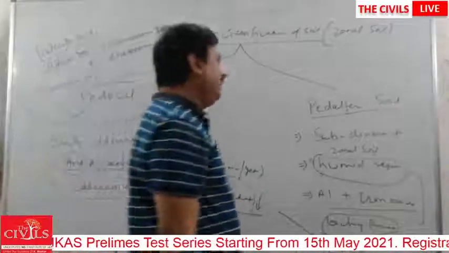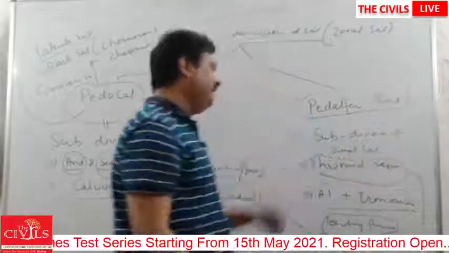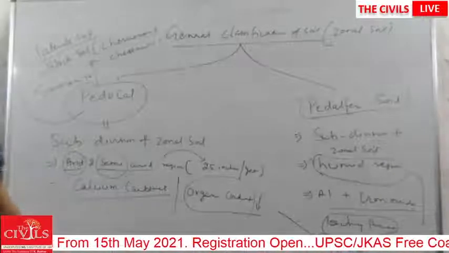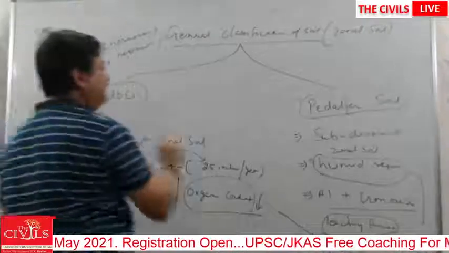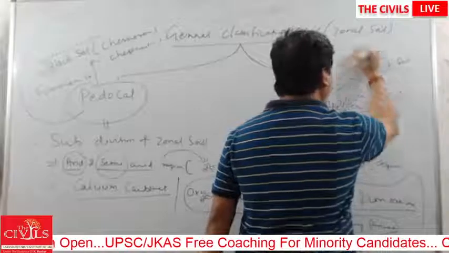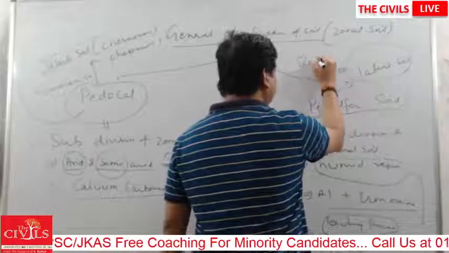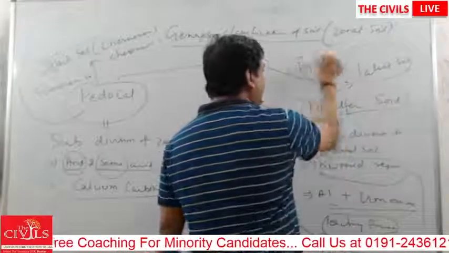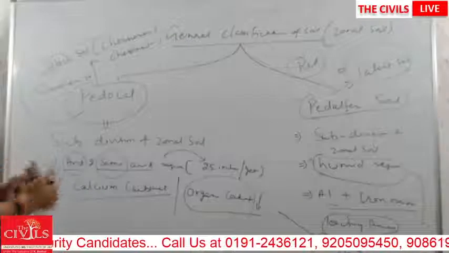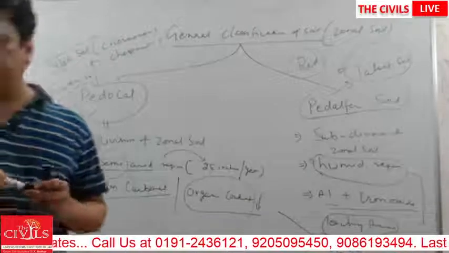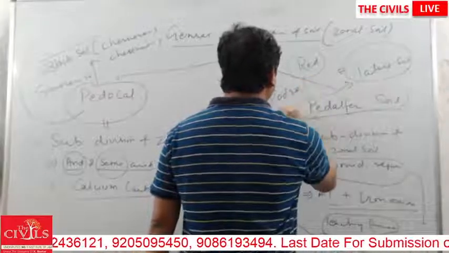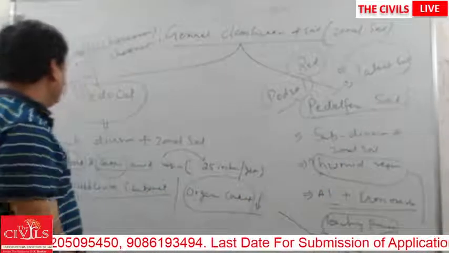The other soils are of the pedalfer group, which contain aluminium. Laterite soil is a soil of this group, because laterite soil is found in areas of humid climate. Red soil also contains a huge amount of iron. Podzol soil is also an example of pedalfer soil.